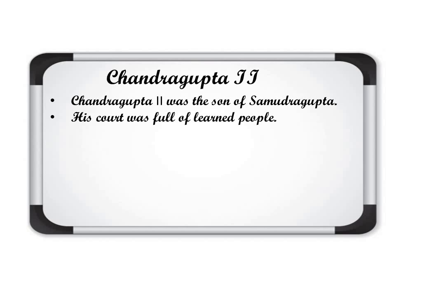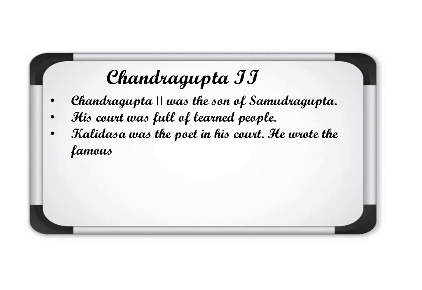Who were those? Just see, Kalidas was the poet in his court, and he wrote the famous play Abhigyan Sakuntalam. In Abhigyan Sakuntalam, the story of King Dushyant and Sakuntala is given. That is the famous play. We know about that. That was written by Kalidas.